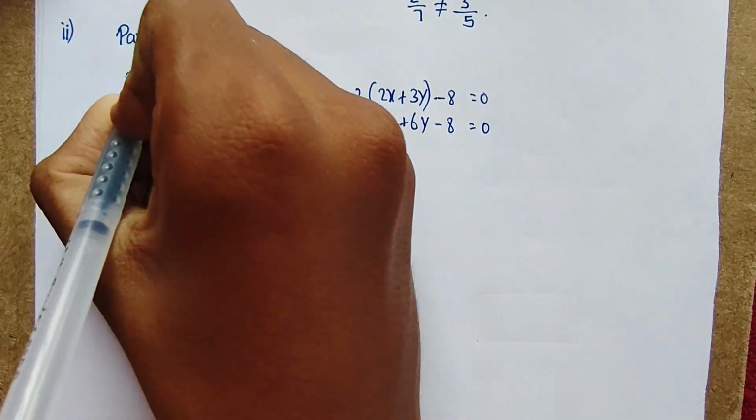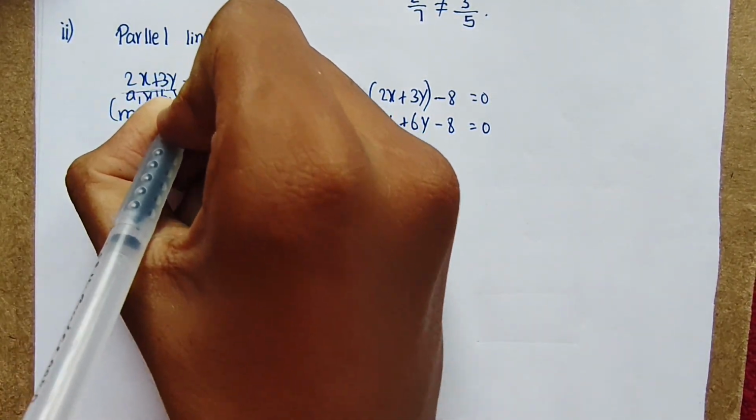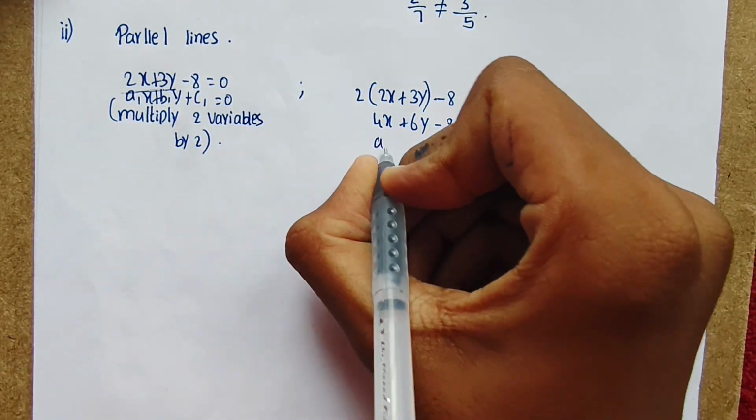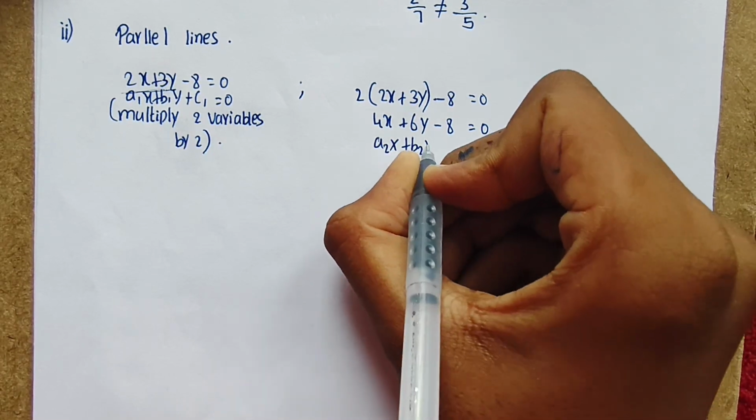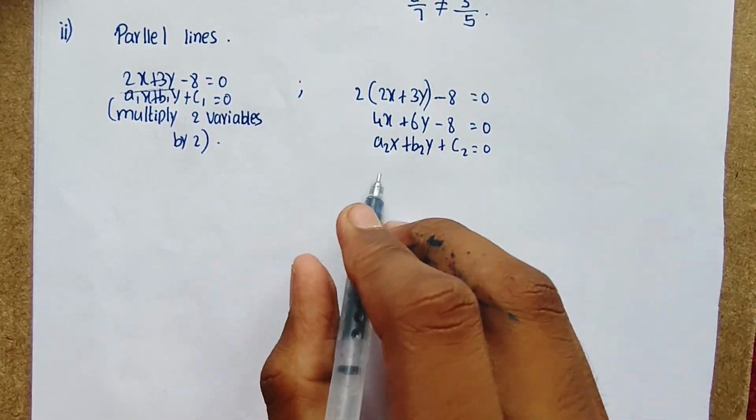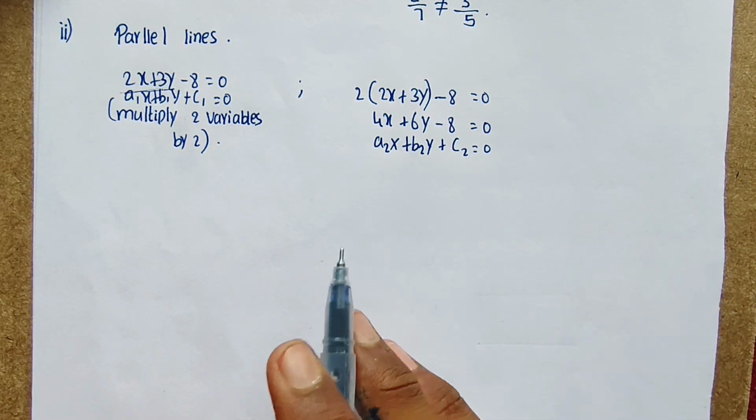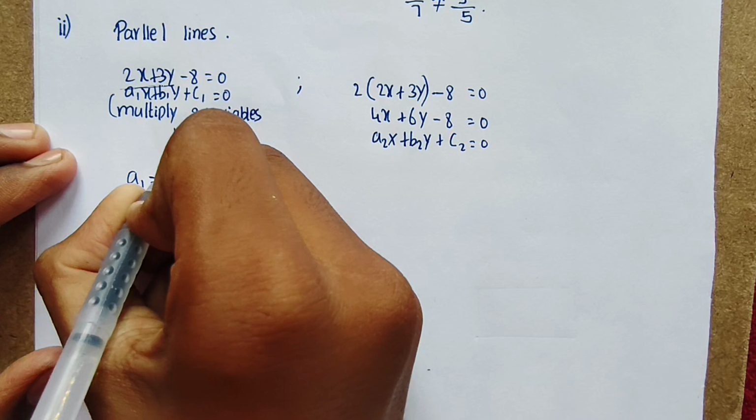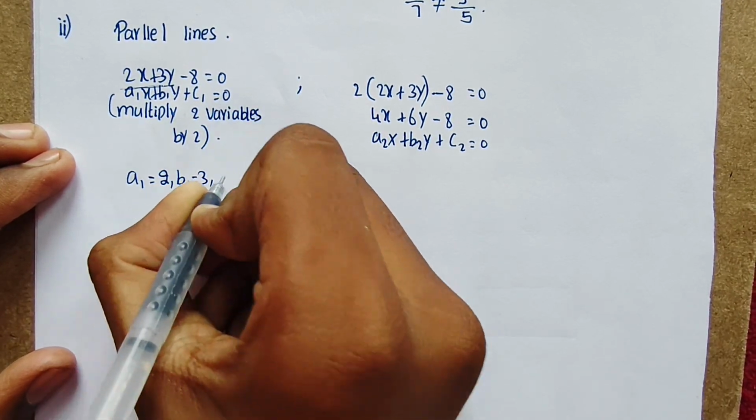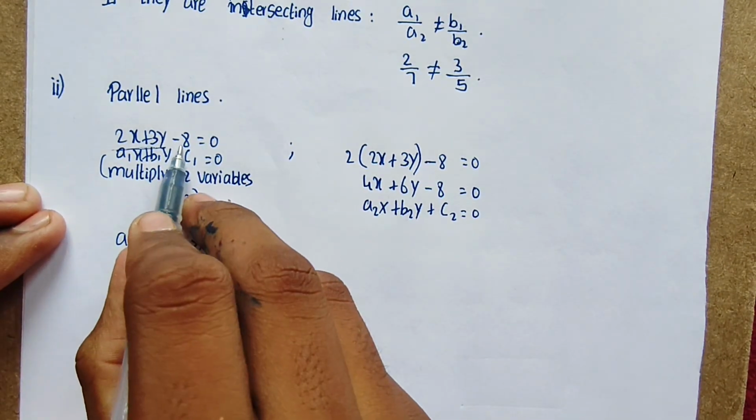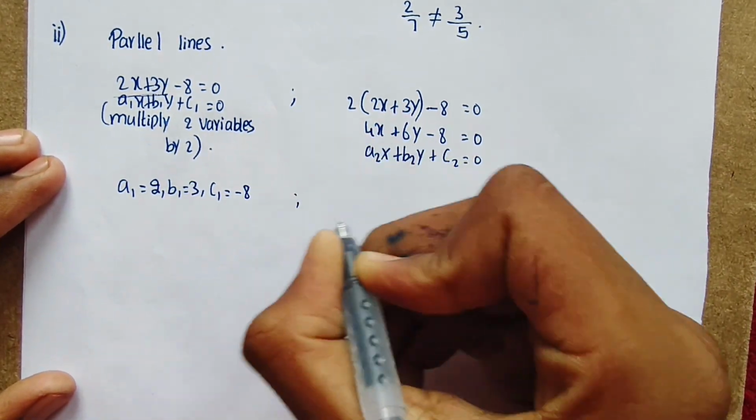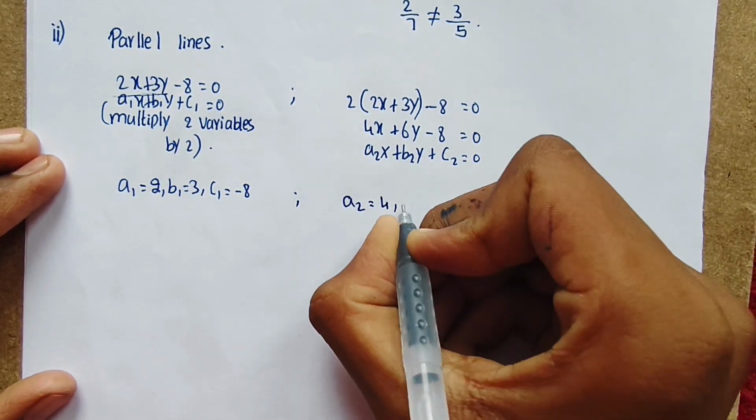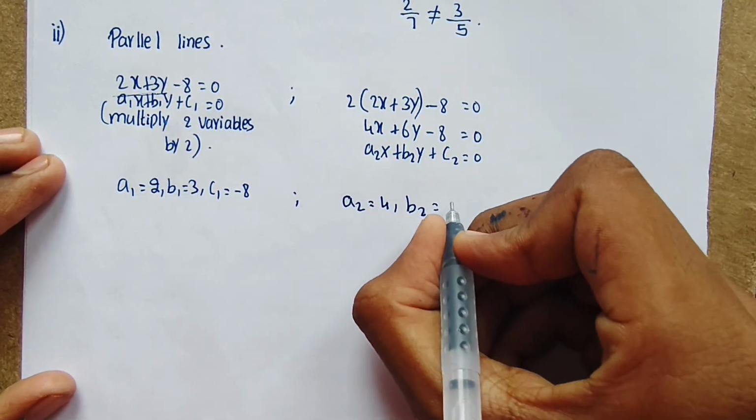Here a1x plus b1y plus c1 equals 0 is the form of a linear equation, and a2x plus b2y plus c2 is also the form of a linear equation. So we got a1 equals 2, b1 equals 3, c1 equals minus 8. And the value of a2 is 4, and b2 is 6.